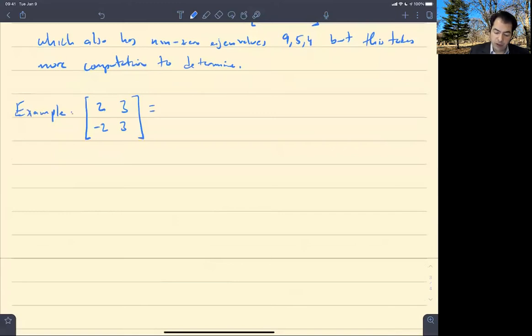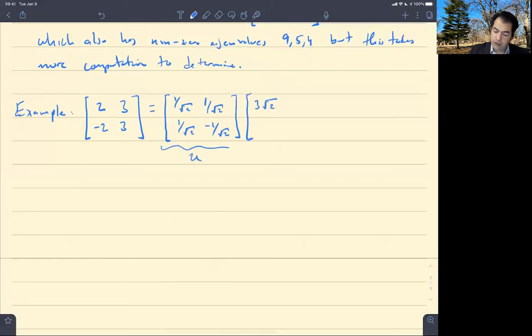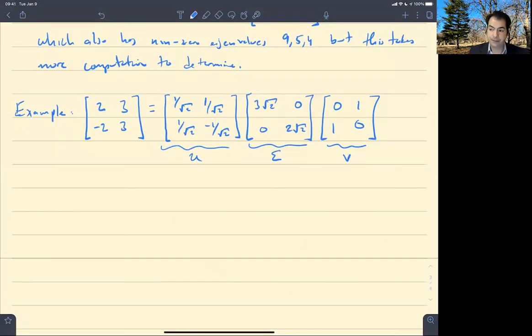So for example, if you have this matrix, then one singular value decomposition is this one. So this matrix would be U. Then we'd have a diagonal matrix, sigma, and then we'd have this matrix, V. So, for example, if you want to understand what is the action of multiplying by this linear map, well, it's enough to understand what is the action of multiplying by this linear map.